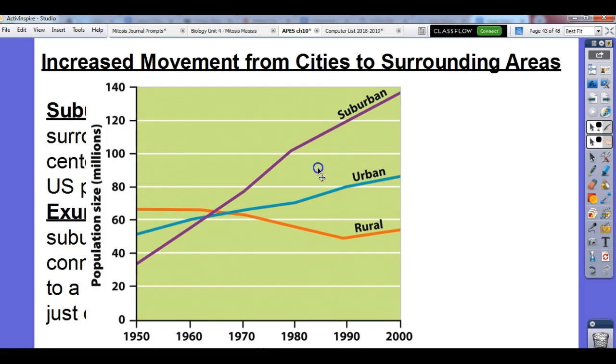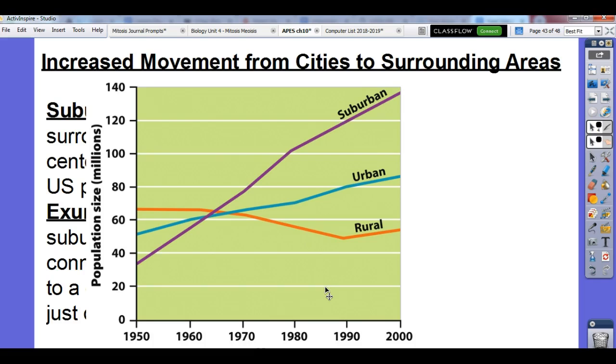Before we write these definitions down, I want us to look at this graph. We see that suburban populations are increasing a ton. This is in the United States, by the way. Urban is still increasing, you guys saw that. Rural, however, is declining. Rural is like farms, far away from the city, countryside. What's urban? Cities, suburbs. What are the suburbs? They're just outside of the cities. So most of the people in the U.S. are living in suburbs.